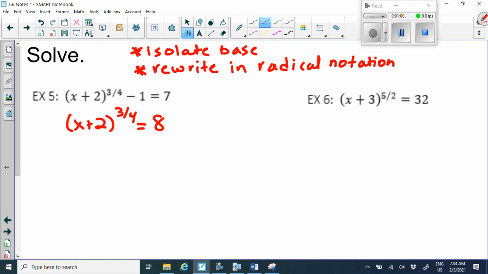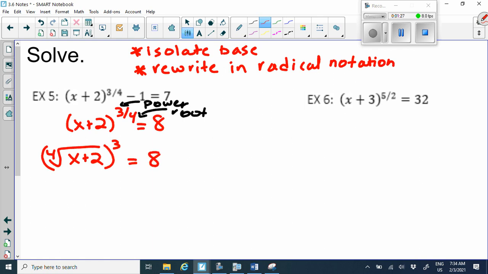So I will have x plus 2 as my base, 3 is my power, and 4 is my root. So I'm going to have the 4th root of x plus 2, and that's all being taken to the 3rd power equals 8. Okay, now let's go ahead. We're going to do all the inverses.